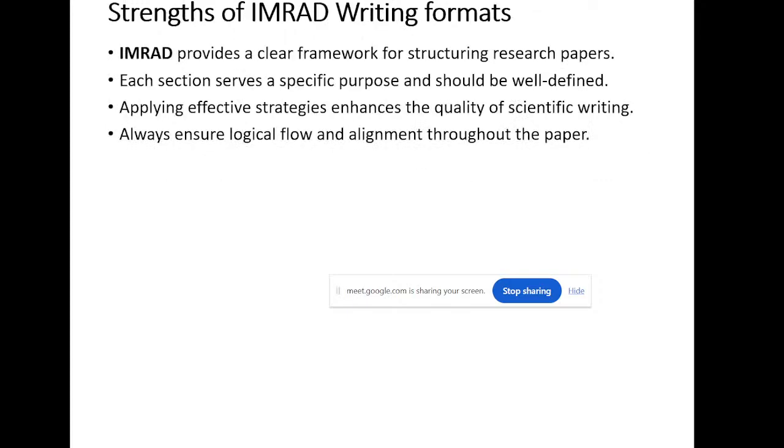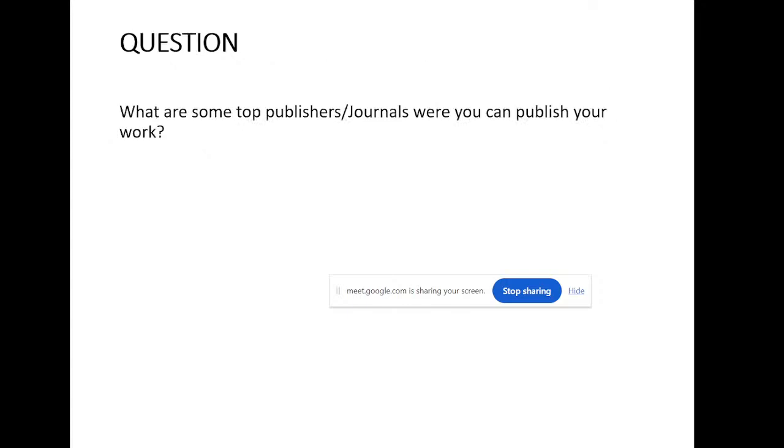What are some of the strengths of the IMRAD writing formats? It provides a clear framework for structuring research papers. Each section serves a specific purpose and should be well defined. It applies effective strategies and enhances the quality of scientific writing. And most importantly, always ensure logical flow and alignment throughout the paper.